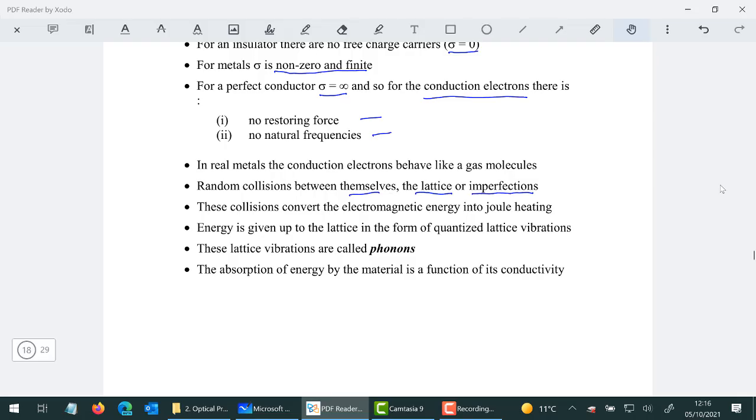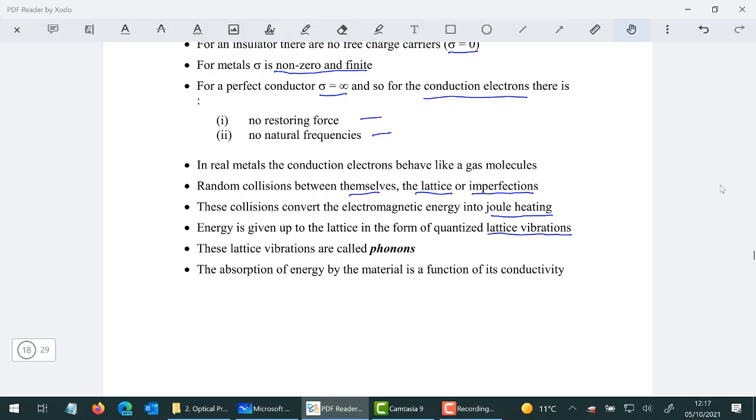So these collisions convert the electromagnetic energy into heating, into what's called Joule heating. The electric field drives a current, moves the electrons around, the electrons bump into things, they lose energy, and that energy is then transferred into heat. If we think about any temperature increase or decrease, what we're thinking about is how much vibration, how much energy of movement, a kinetic energy thing.